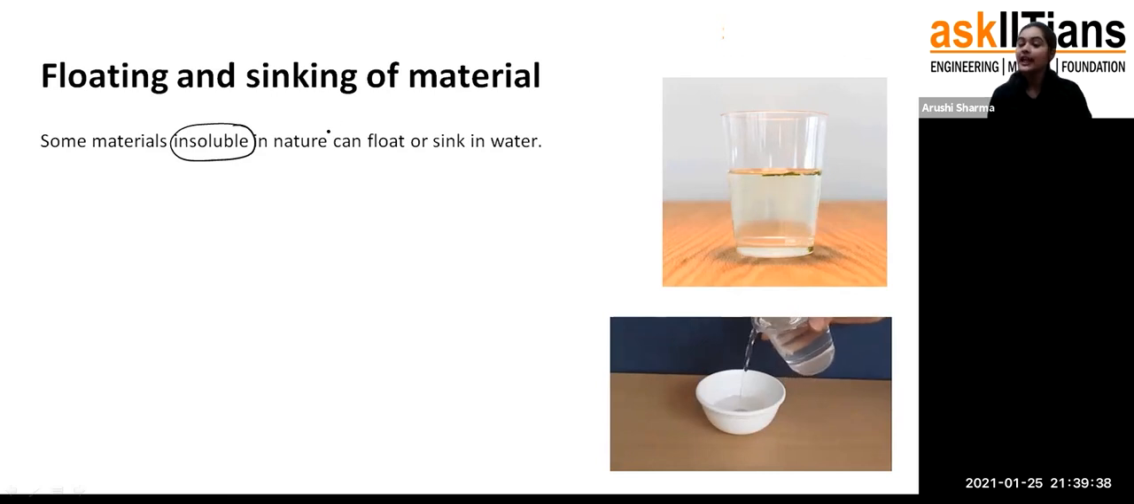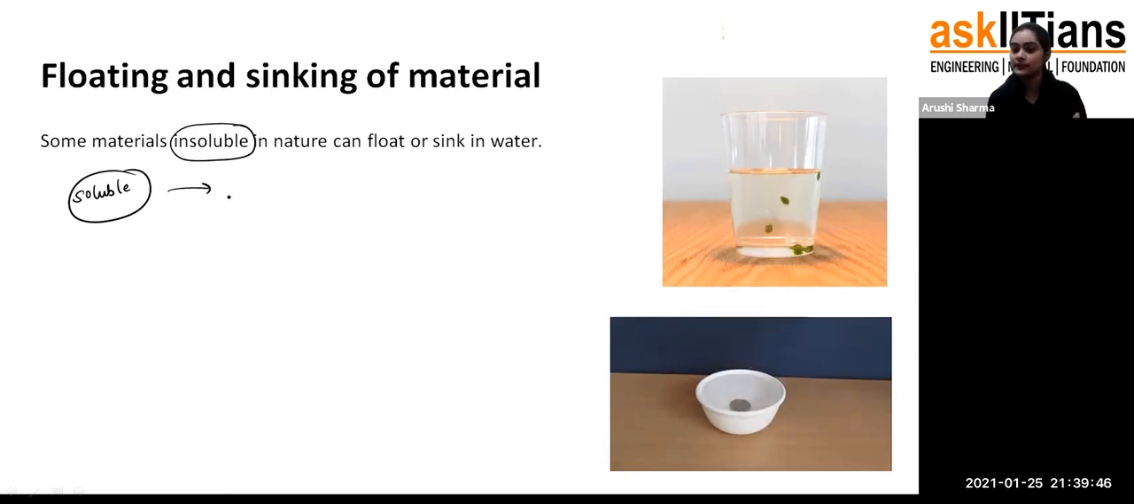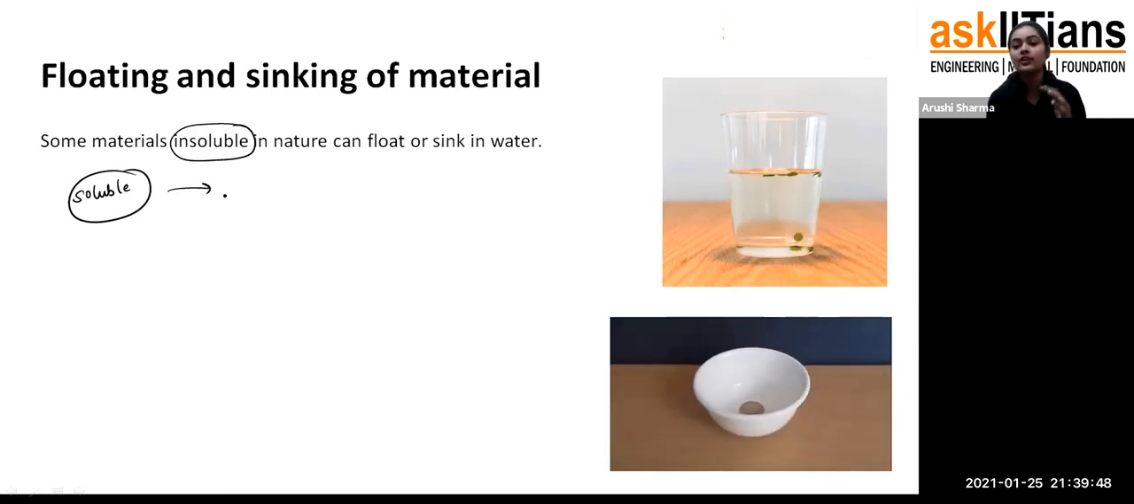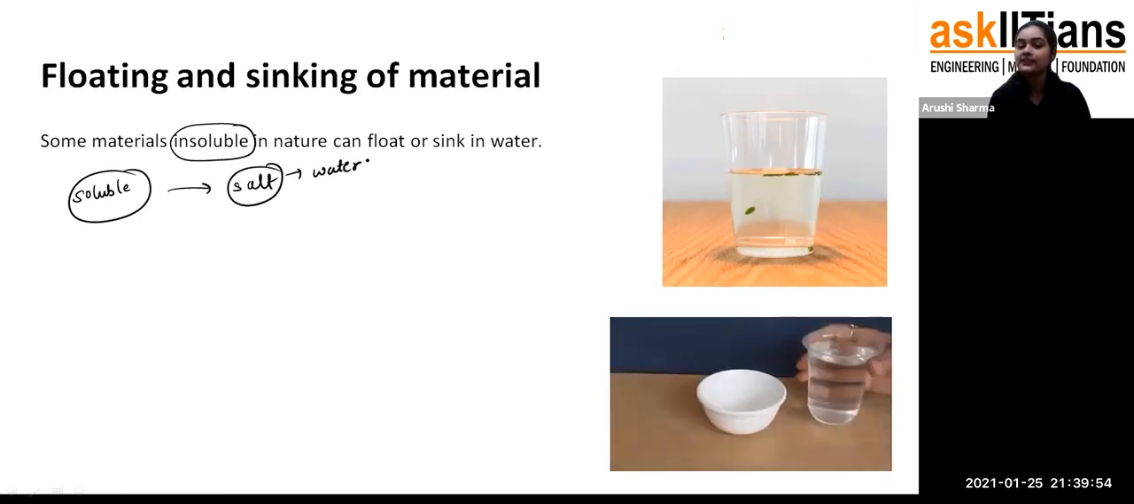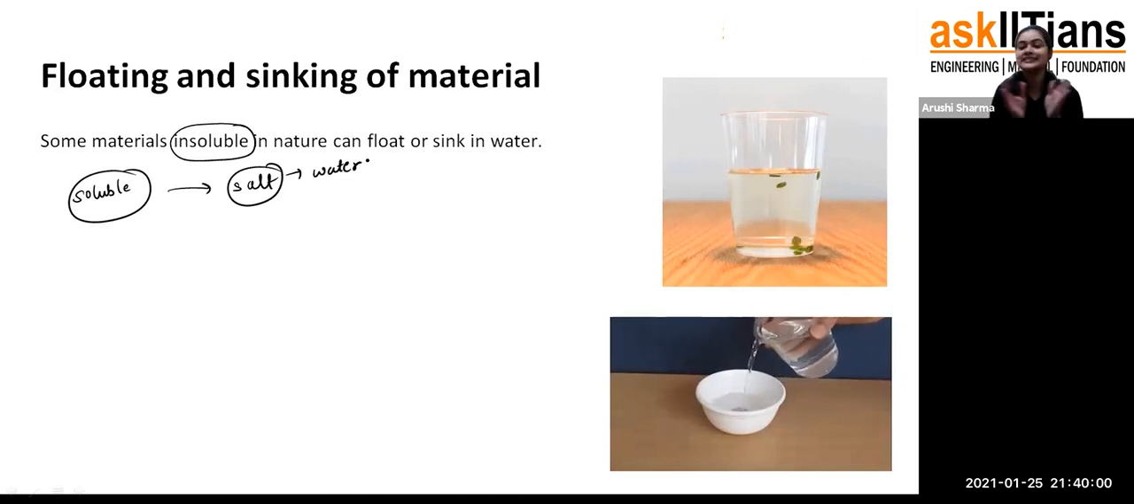Soluble materials are soluble in nature. So when we add them into water or anything else, they are going to dissolve. That is why they neither sink nor float. For example, salt. When you mix salt into water, what happens? The salt is going to be mixed completely. Have you ever seen salt floating or sinking in water? Exactly, no. It happens because the material is soluble in nature.